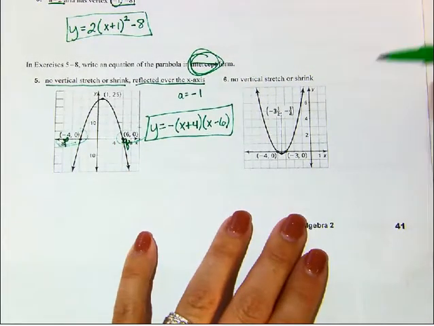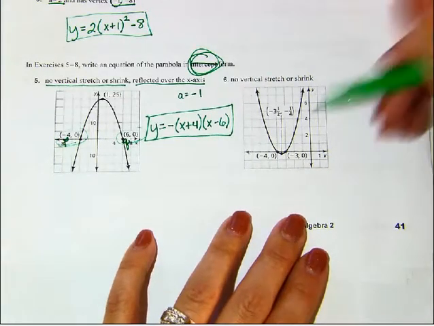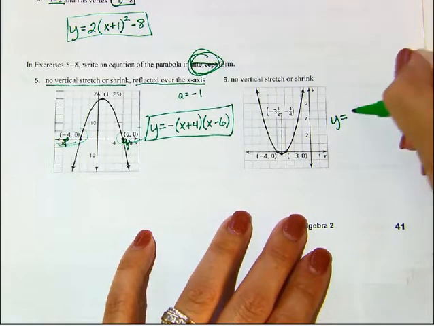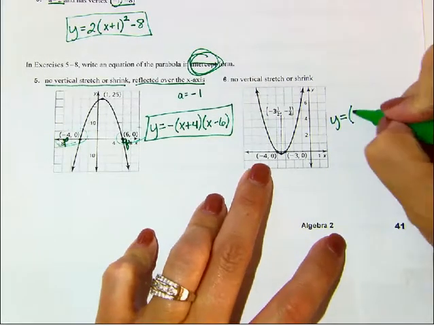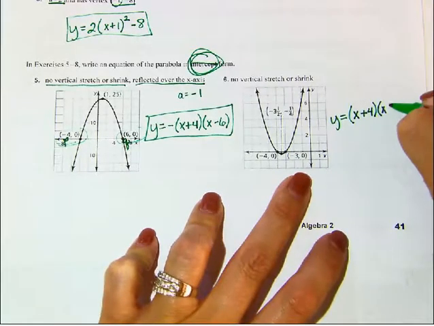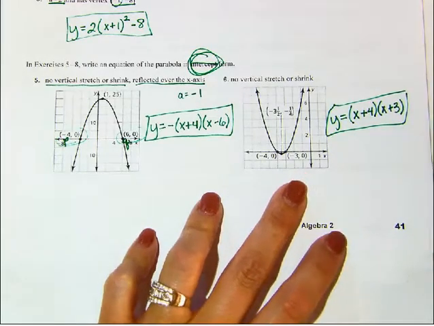Okay, and we're going to do the same thing over here. It says no vertical stretch or shrink, so in this case A is 1, and we don't even need to write that in because 1 times anything is itself. So I'm going to have an x minus negative 4, so it's plus 4, and it'll be an x plus 3, since that was a negative 3.